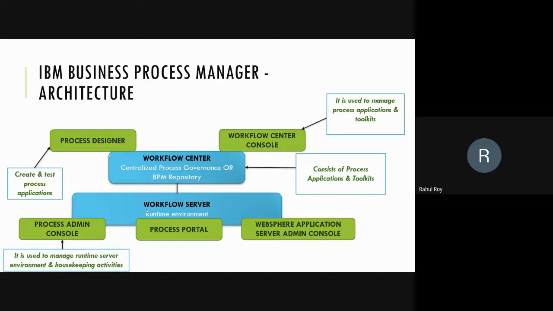Through the Process Admin Console, I can find out the health of my Workflow Server, whether it is fine or not. In case I find there is some slowness, all these things can be identified from the Process Admin Console, and necessary housekeeping activities or steps can be taken by the infra team or the admin team.